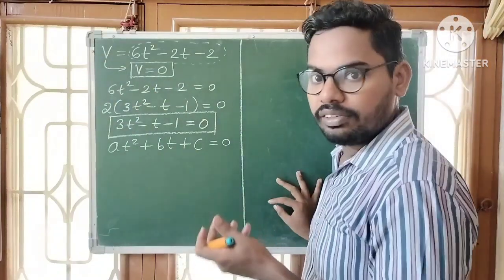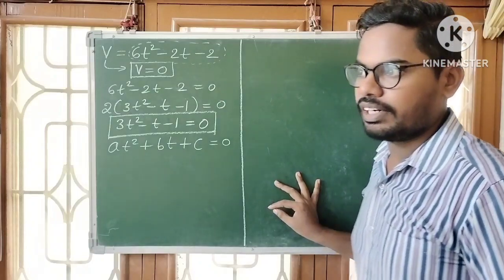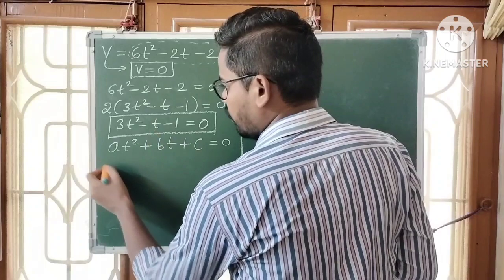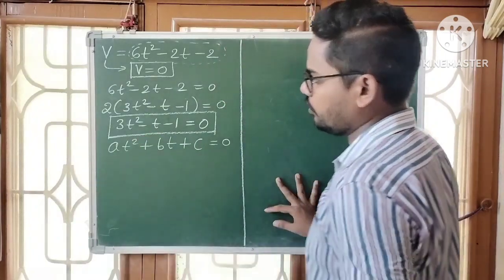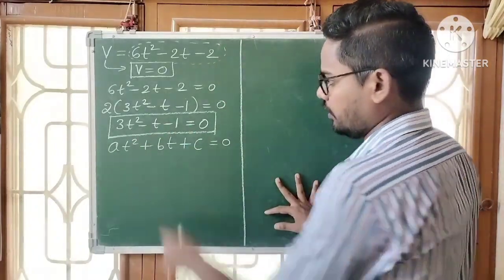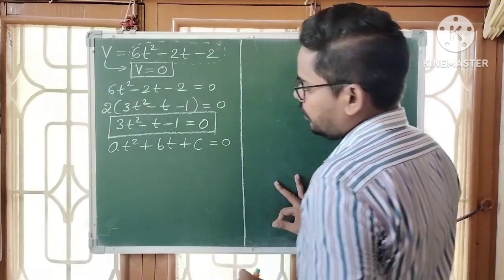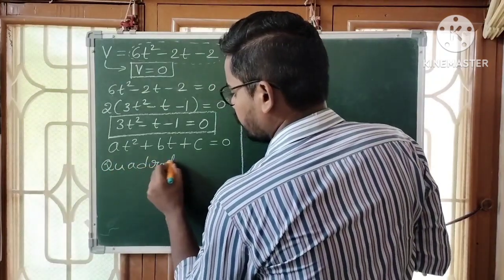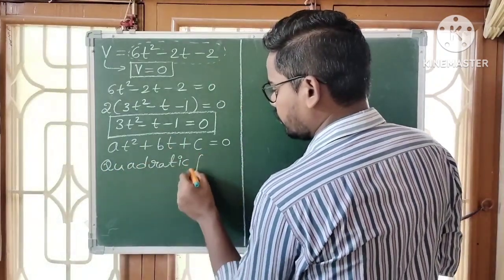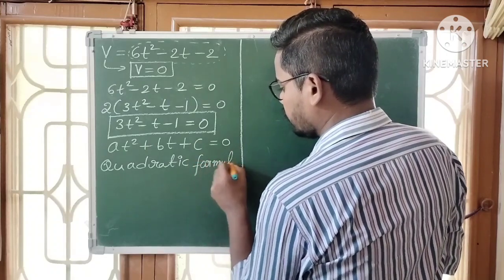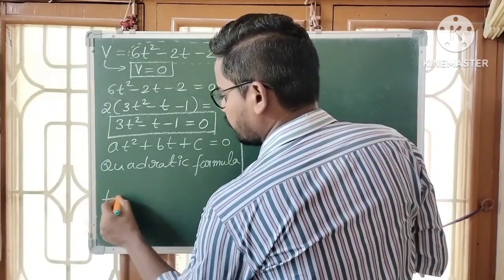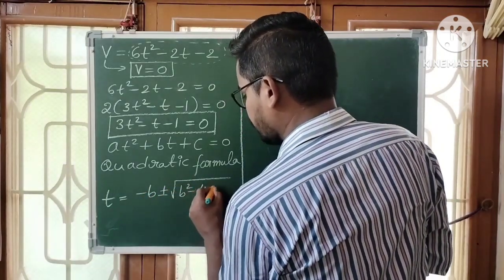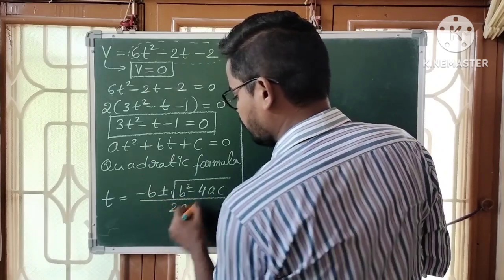To find t values, we have several methods. We can use the factorization technique or the quadratic formula. Here I am going to use the quadratic formula because it is not easy to use the factorization method for this equation. So we can solve this quadratic equation using the quadratic formula. What is the quadratic formula? t is equal to minus b plus or minus root over b square minus 4ac, whole divided by 2a.